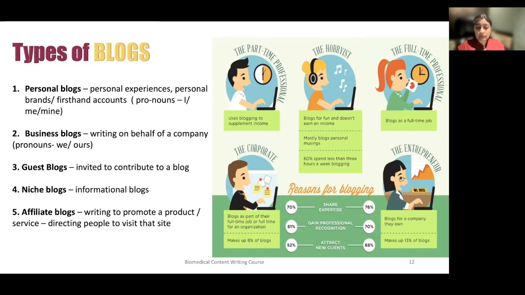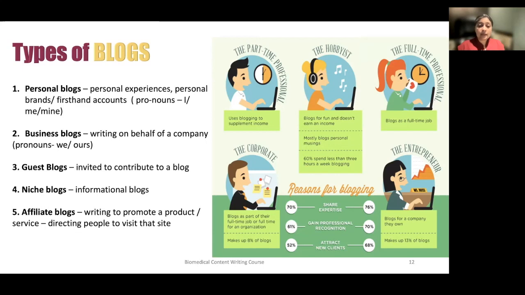And then we come to affiliate blogs. Affiliate blogs is when you're trying to promote a product or a service, directing people to visit that site. For example, if you are working for a medical device company and you are writing about the product, maybe a heart rate monitor, an ECG monitor, you're writing a product description, and you're enticing people to visit the site, to buy the product, to check out the product.